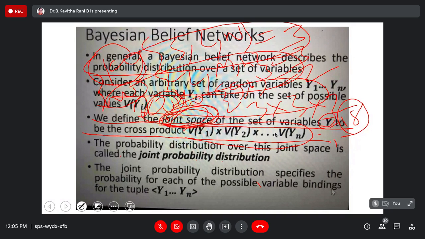Okay, so now the probability distribution over this joint space is called a joint probability distribution. Now if we assign a probability distribution to this particular joint space of 18 combinations, then it is called a joint probability distribution. The joint probability distribution specifies the probability for each of the possible variable bindings for the tuple. So what is the probability of this combination of attributes?